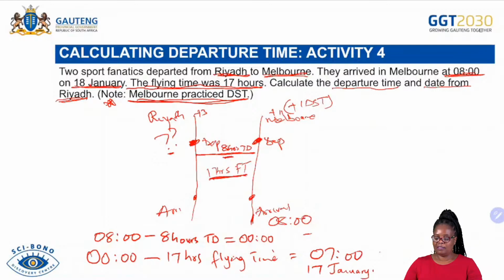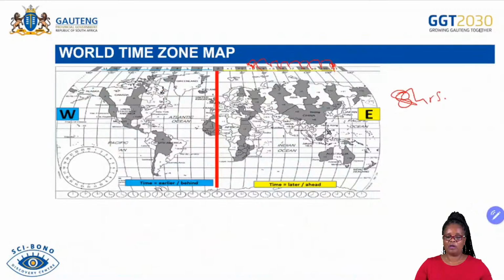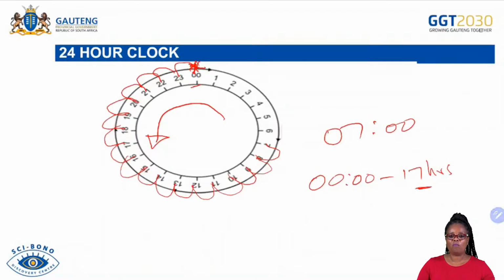That's our calculation. So I hope now you understand the method that you need to use when you are doing departure time and the flying time. So now we are done with the calculations. I hope you keep on practicing. Get the previous question papers, work through them until you master it.